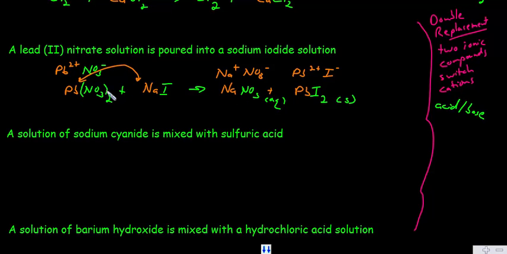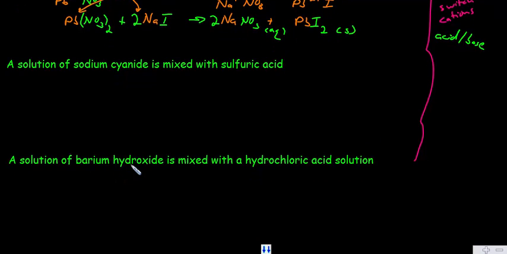Okay, so now balance. 2 nitrates, 1 nitrate, 2. 2 sodiums, 1 sodium, 2. 2 iodides, 2 iodides, good. 1 lead, good. Next question. Let's actually go to the bottom here. A solution of barium hydroxide is mixed with a hydrochloric acid solution.